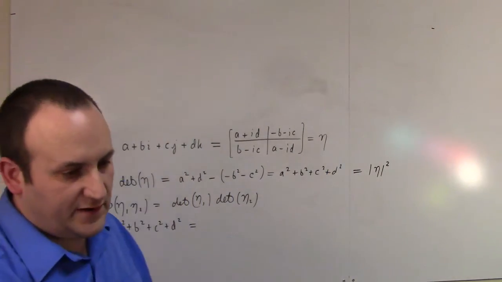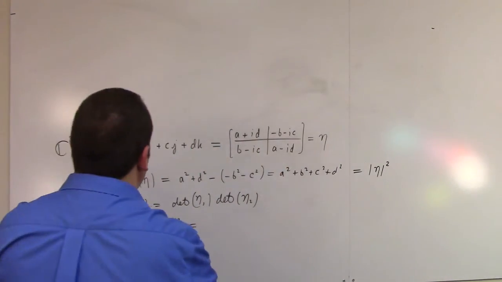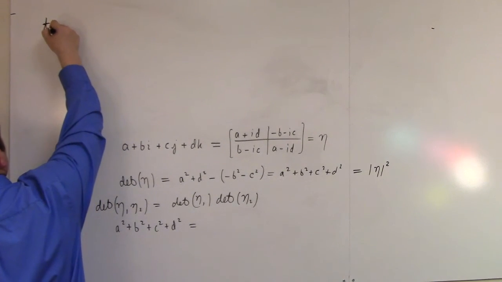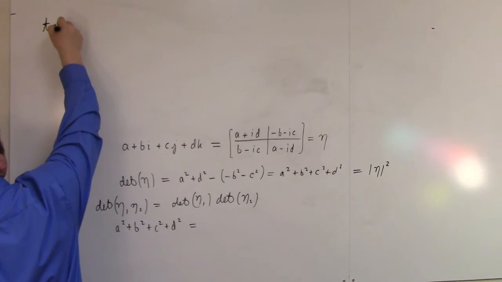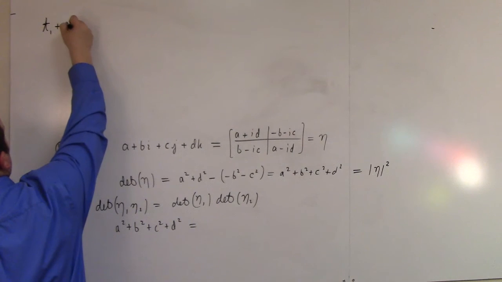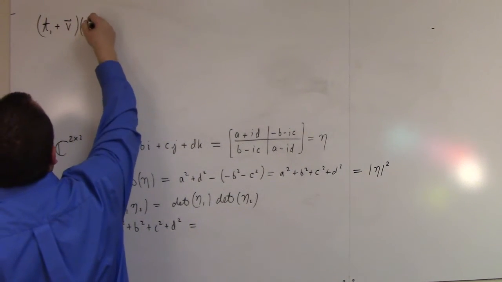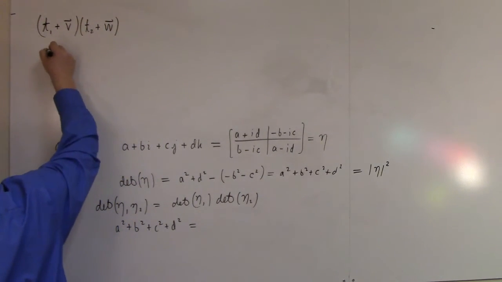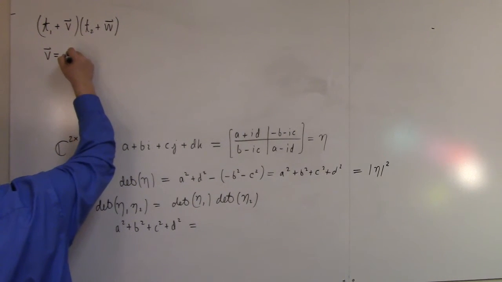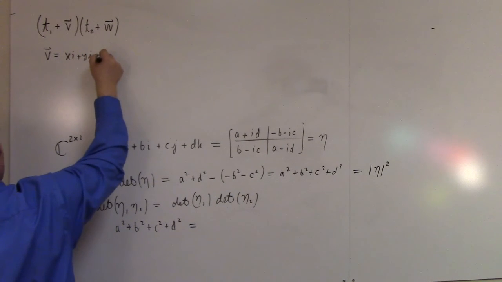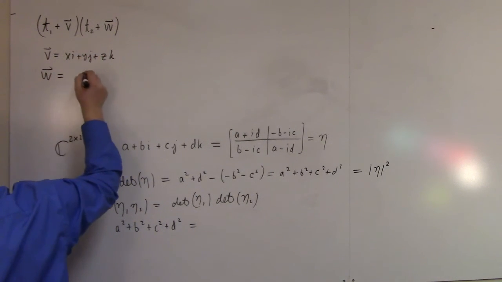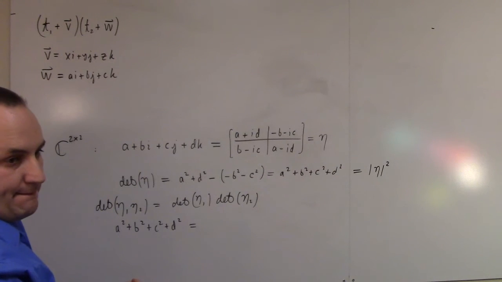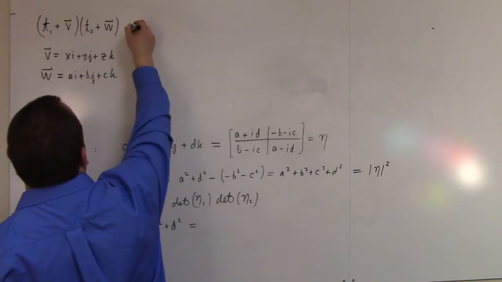It is actually important to go through this calculation at least once to appreciate what's going on here. So let me just go ahead and do it. It's, let's say, T1 plus, I need a name, let's say V times T2 plus W. And I'm using vector notation. I mean, V is like, let's say xi plus yj plus zk. Let's say w is equal to ai plus bj plus ck, okay? Calculate this product, take our medicine, see what it is.